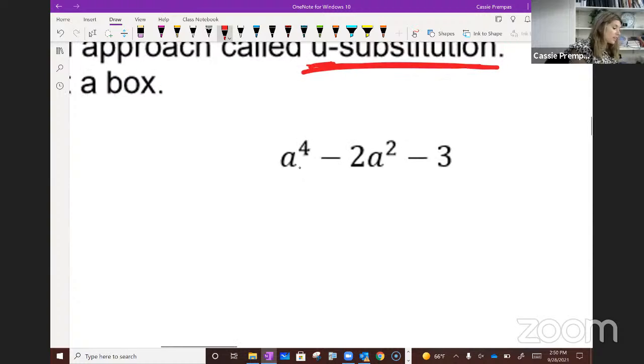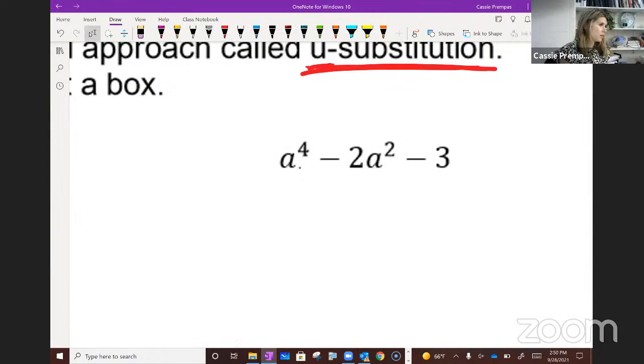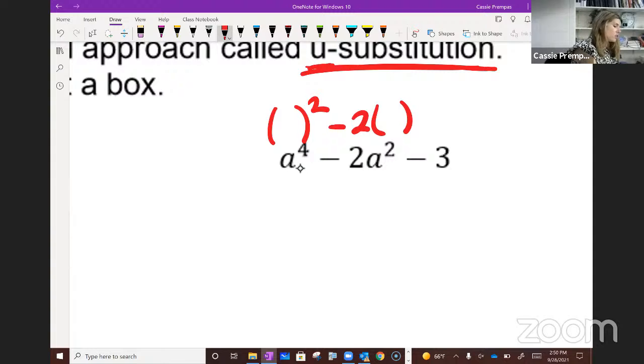So if I look at an expression like this, a to the 4th minus 2a squared minus 3, really your goal is to see what value is being squared and is that same value next to the factor in the middle number. So that's going to be your goal. Does this match that pattern? So let's think about it. What value squared would give me a to the 4th? A squared, awesome. And then I just have to check and make sure that a squared is in this middle term because that's important to be able to factor. If it is, then you know that you can factor it.